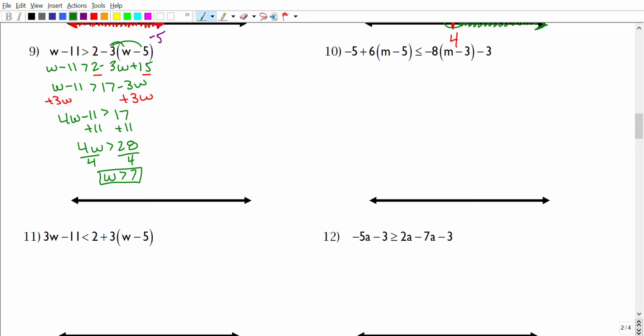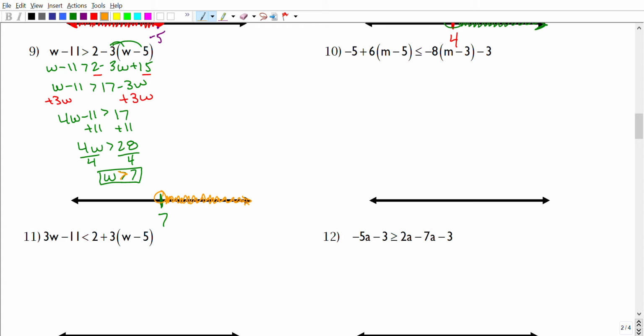So let's go ahead and draw our solution set. So what do we get? We get a 7 here and an open circle because we don't have an equal to, and it's going to the right, so we shade to the right. Okay, so we are shading to the right. So hopefully you guys got number 9 correct. Now let's see if you guys actually got number 10 correct as well.